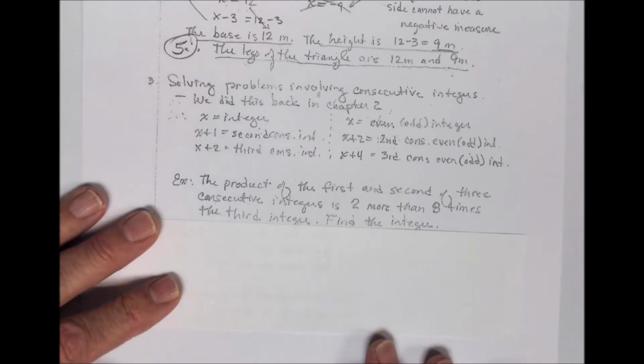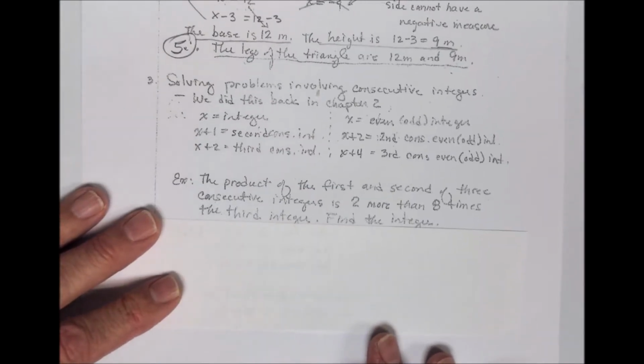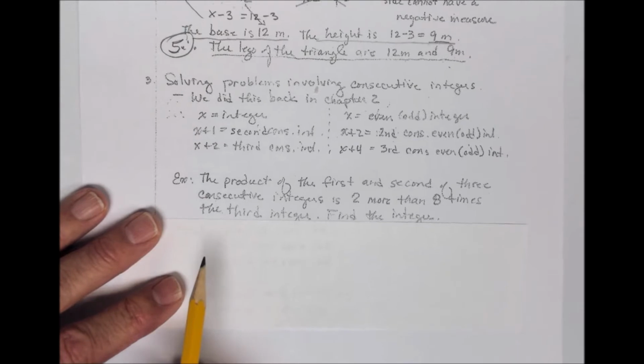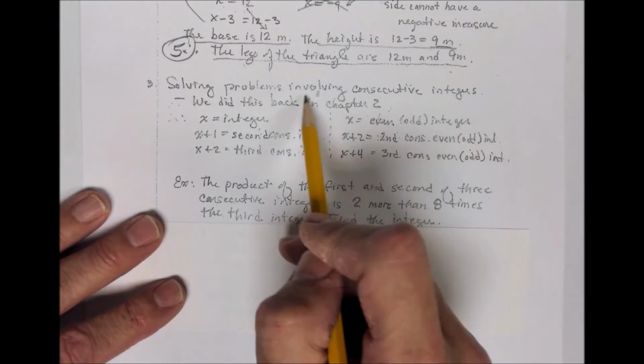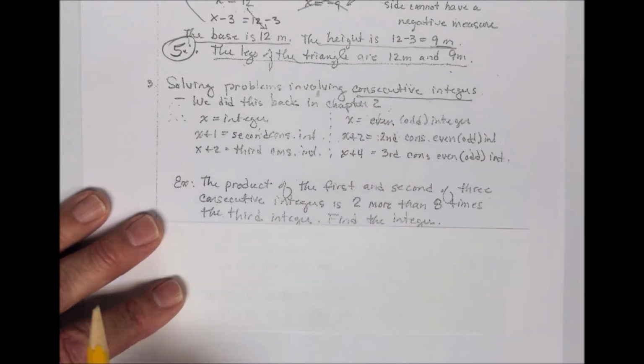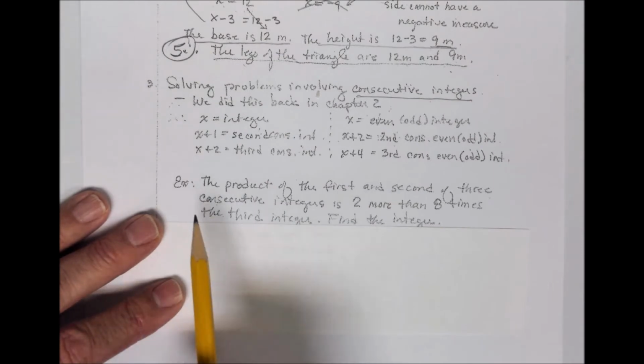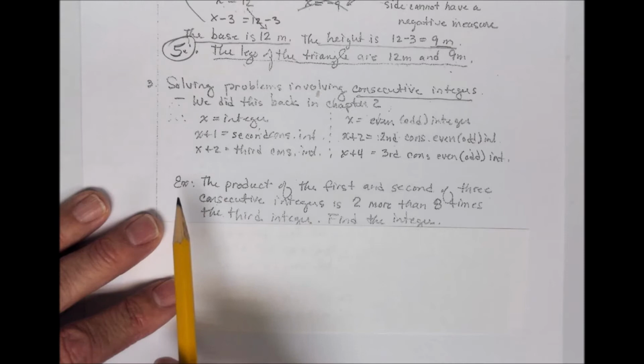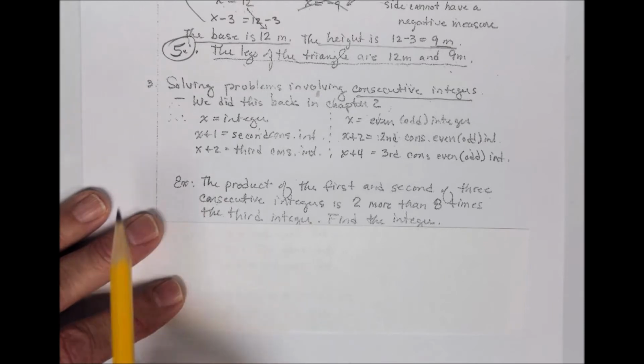Now this one we're going to work out together here. But before we do, I want to talk a little bit about the idea of consecutive integers. Now we did this way back in chapter 2. We did consecutive integers, consecutive even integers, consecutive odd integers. If I have consecutive integers, that would be like 17, 18, 19. They're one right after another, one bigger than the next.